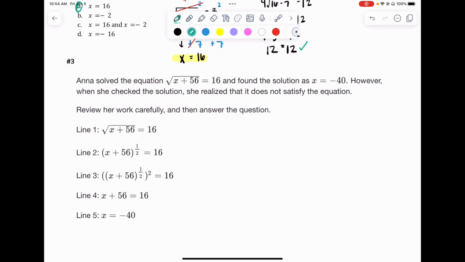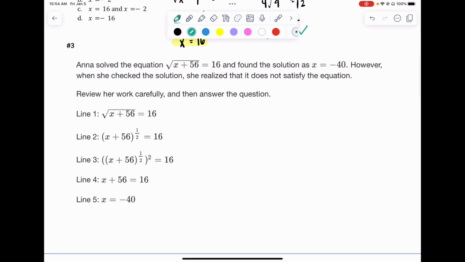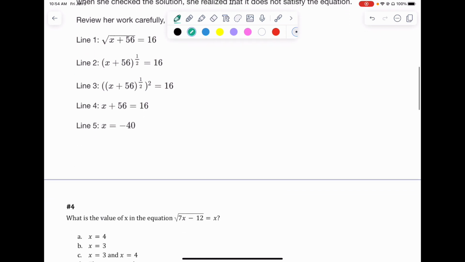Okay, and then number 3. I think this one is pulled exactly from your checkpoint, so just double check that if it looks familiar. It is. So Anna solved the equation, the square root of x plus 56 equals 16, and found the solution x equals negative 40. However, when she checked the solution, she realized that it does not satisfy the equation. Review her work carefully and then answer the question.